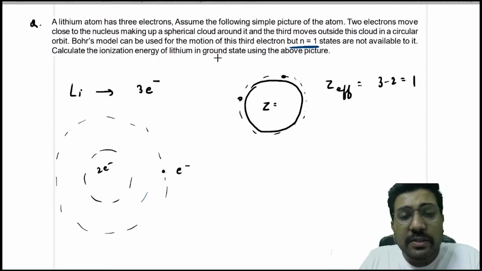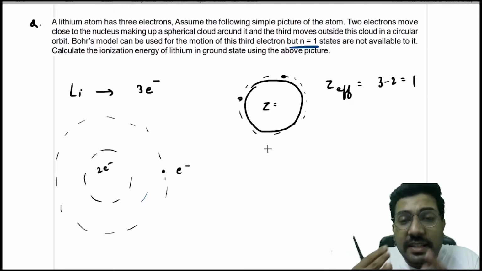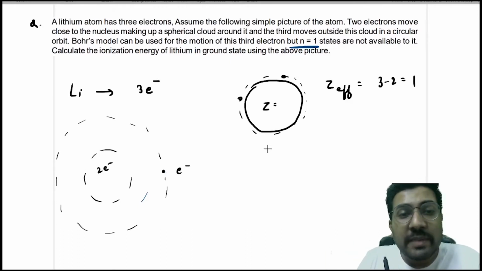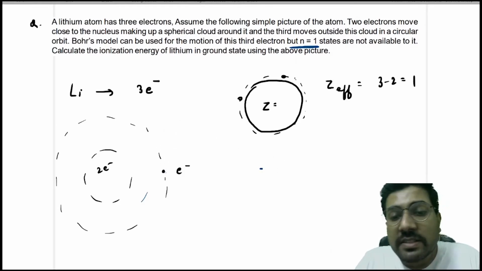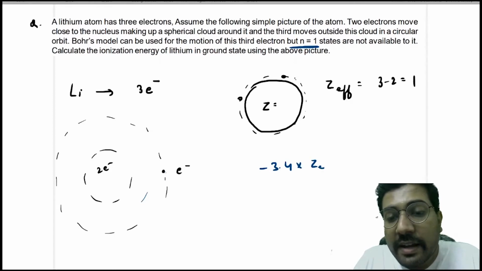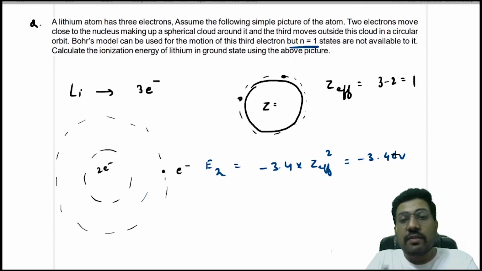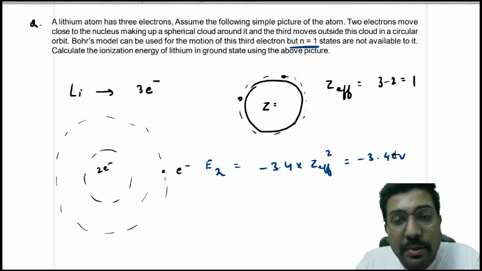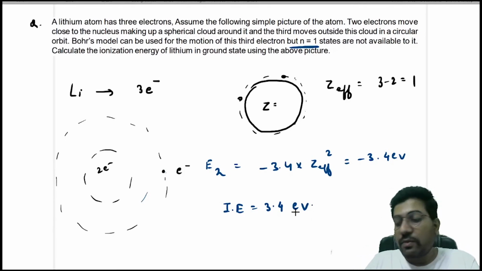So in that case, what will you do? You know that the ionization energy starts from 1 to infinity, but in this case, it does not have n equal to 1 as a possibility. So you will start from n equal to 2, and n equal to 2 is minus 3.4 into Z effective square, and Z effective here is 1. So that means the energy of the second orbit is minus 3.4 electron volt, right? So if the energy of the second orbit is minus 3.4 electron volt, then from minus 3.4 electron volt to 0, the energy required is 3.4 electron volt. So the ionization energy of this hypothetical model is 3.4 electron volt, right?